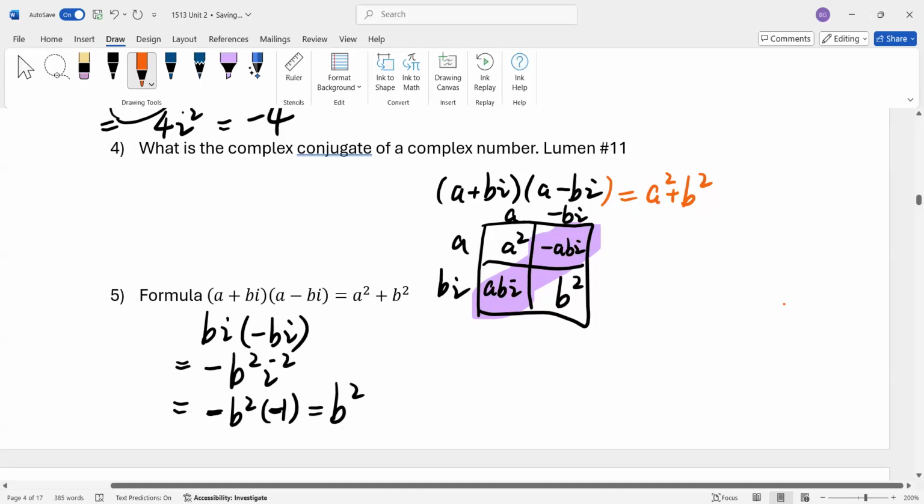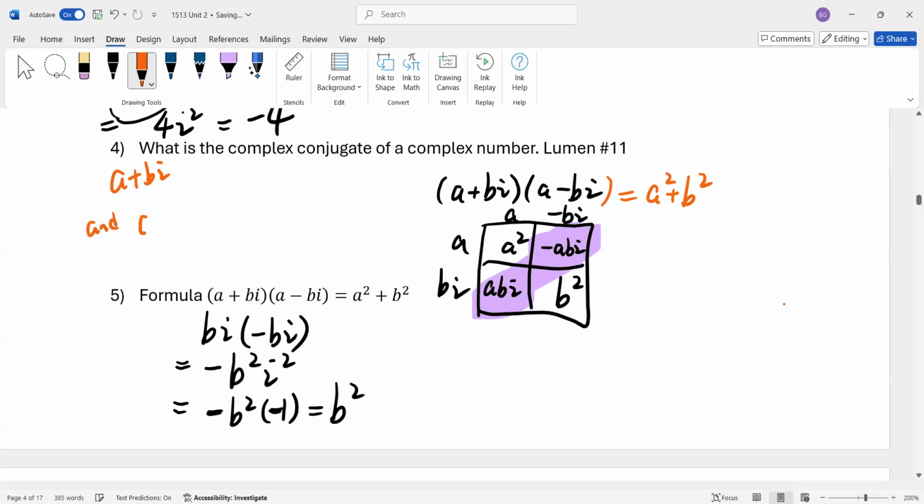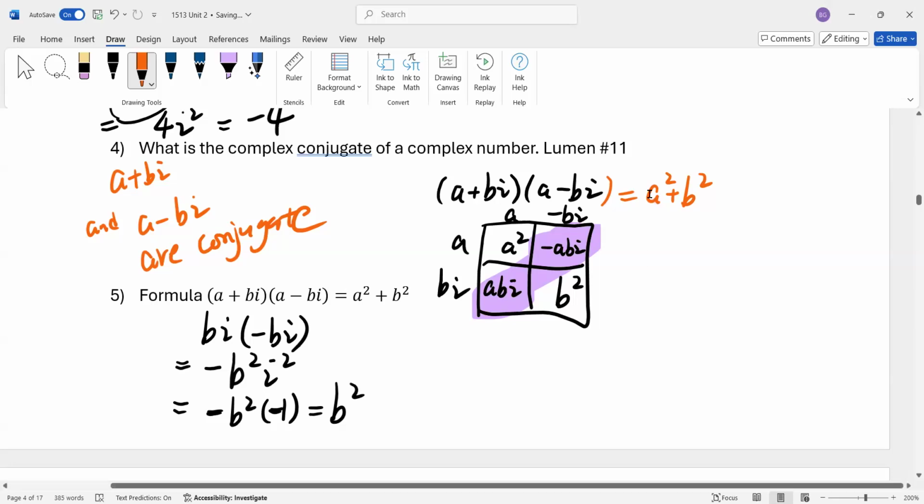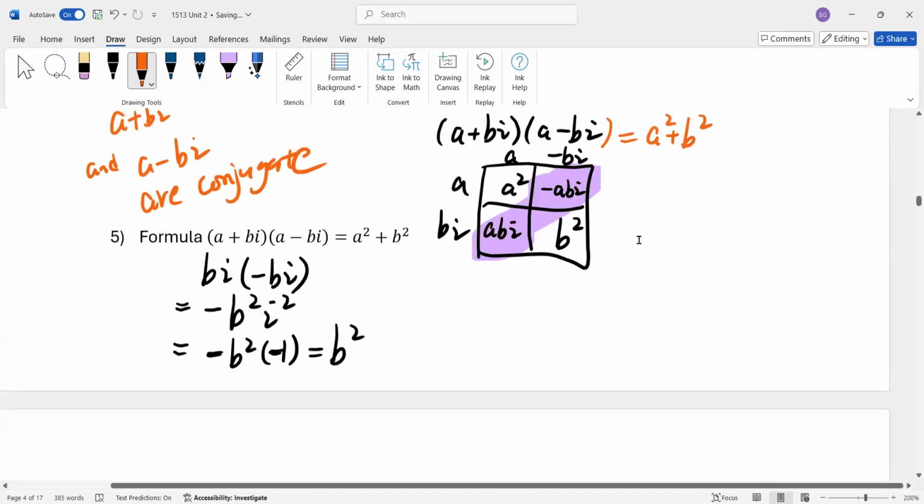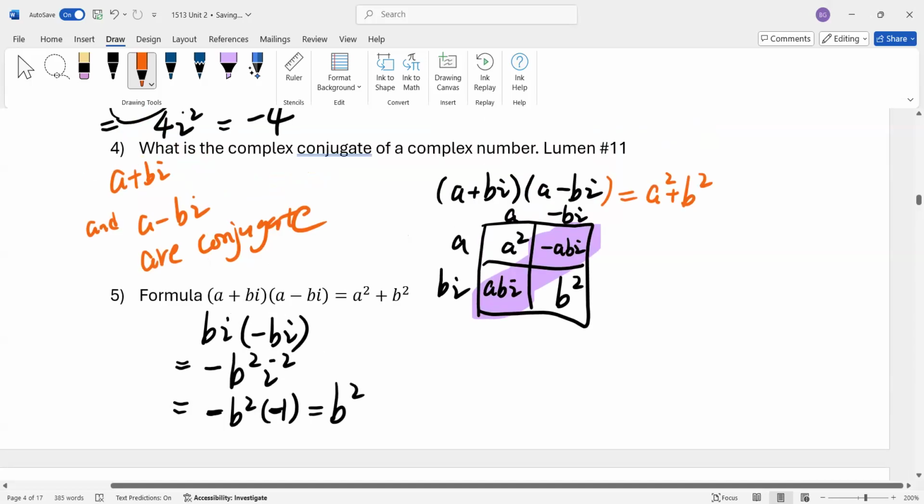a + bi and a - bi are conjugates. And you need to know that. It's not difficult to know. This is basic. When you multiply the two complex numbers together, the result has no i. The result, a squared plus b squared, is a real number. Okay, it is a real number. And that's the reason we need to use conjugates when we divide complex numbers.